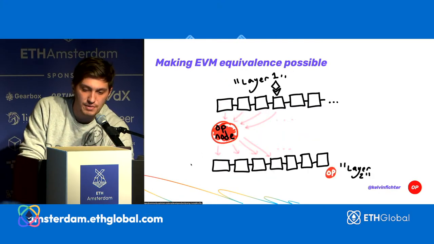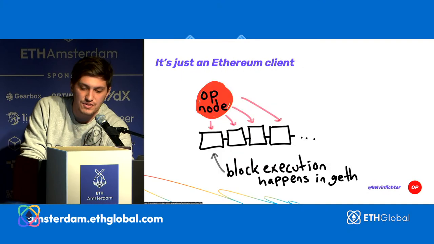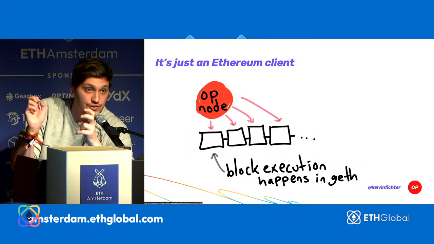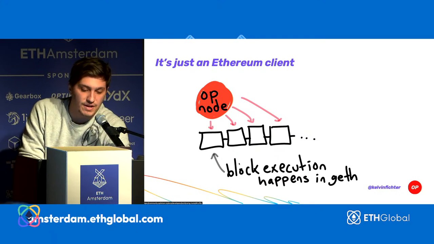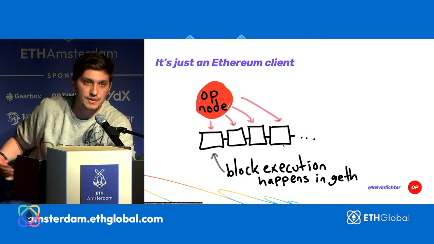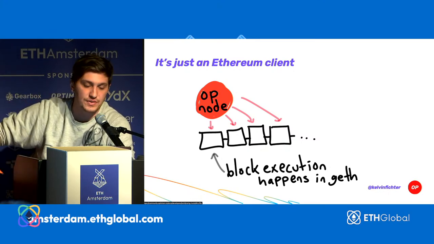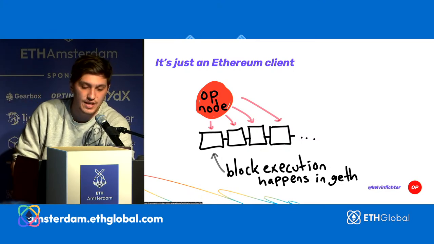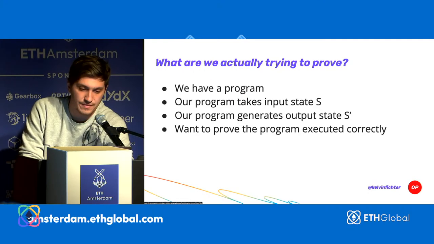Why not? You get the blocks from layer one, that's the consensus, and you do the execution in this execution client. So in this case, the block execution literally just happens in Geth, which gives you this perfect EVM equivalence, because you're not doing any sort of weird translation into a different virtual machine. You're just running Geth. So everything just works how you would expect it to.